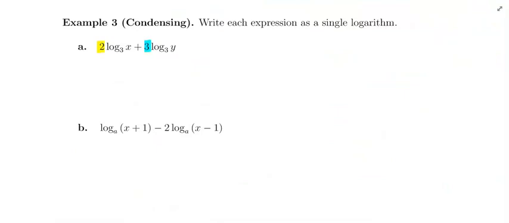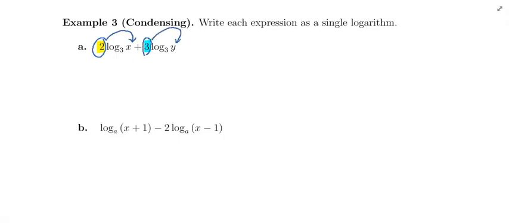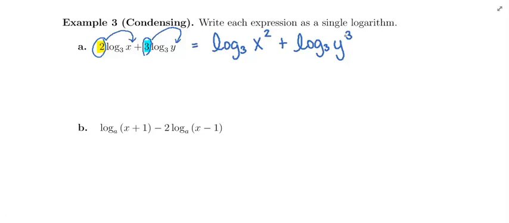The 2 here is going to move up and become the exponent on x. The 3 is going to move up and become the exponent on the y. So this is going to become log base 3 of x squared plus log base 3 of y cubed. That is where you always want to start the condensing process. Take any number that you're multiplying in front of the logarithm, move it up as the exponent on the quantity you're taking the logarithm of.